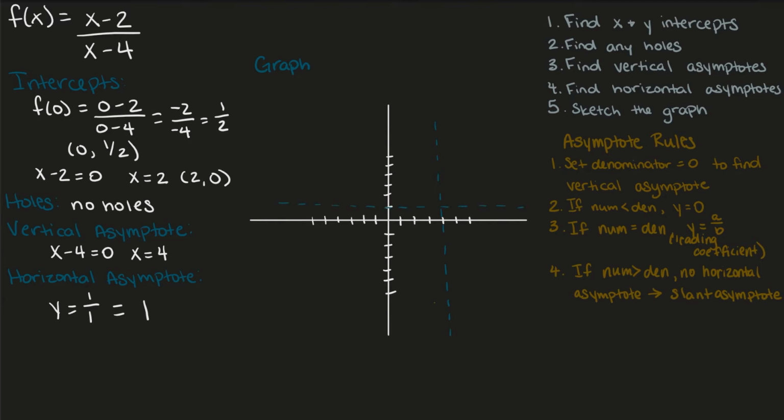Next, let's plot those intercepts. So we have an intercept at 0, 1/2, and at 2, 0. So we can see just based off our intercepts that we're going to have a portion of our graph in the bottom left-hand quadrant of our asymptotes, and then the other portion will be in the top right. So we can graph that, sketch that shape. And this is the sketch of our graph.